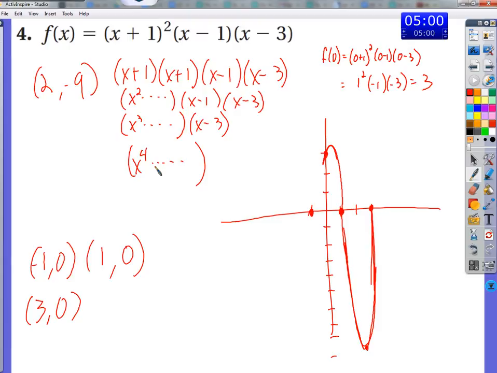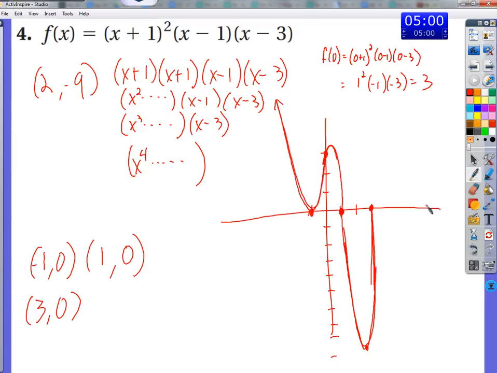When x is really big, whatever the highest power of x is, that's going to be the biggest number. That other stuff is going to be so small that it really won't be affecting it. So there's that biggest power of x. If we put in these really big values of x in the negative direction, we take it to the fourth power, that's going to make it positive. And so this end behavior, it's going to go up.